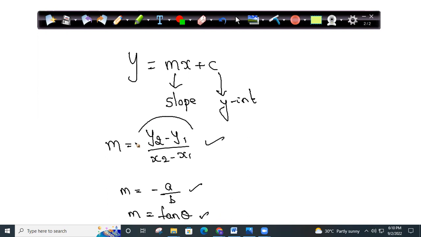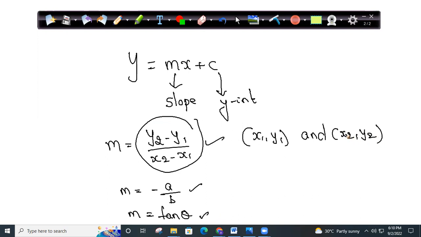So when should I use this? When 2 points are given. What are the 2 points? (x1, y1) and (x2, y2). When I know 2 points on the line, immediately this formula should come into my mind. What is the formula? m is given by (y2 - y1)/(x2 - x1). Immediately that formula should be in our mind.